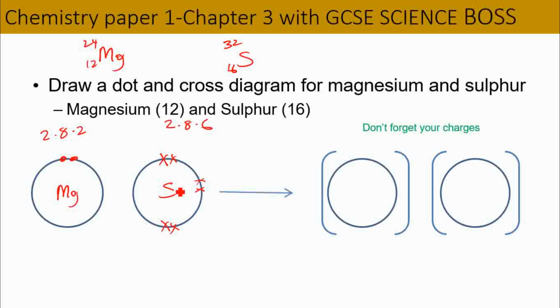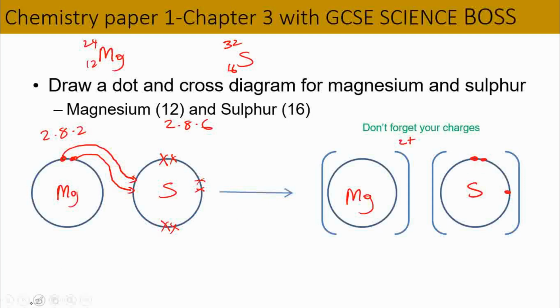Now sulfur is not stable. It's going to gain 2 electrons, so one arrow is taken across, and another arrow is taken across the other one. So magnesium now has a 2 plus charge because it's giving away 2 electrons, which are negative, and sulfur now has a 2 minus charge.